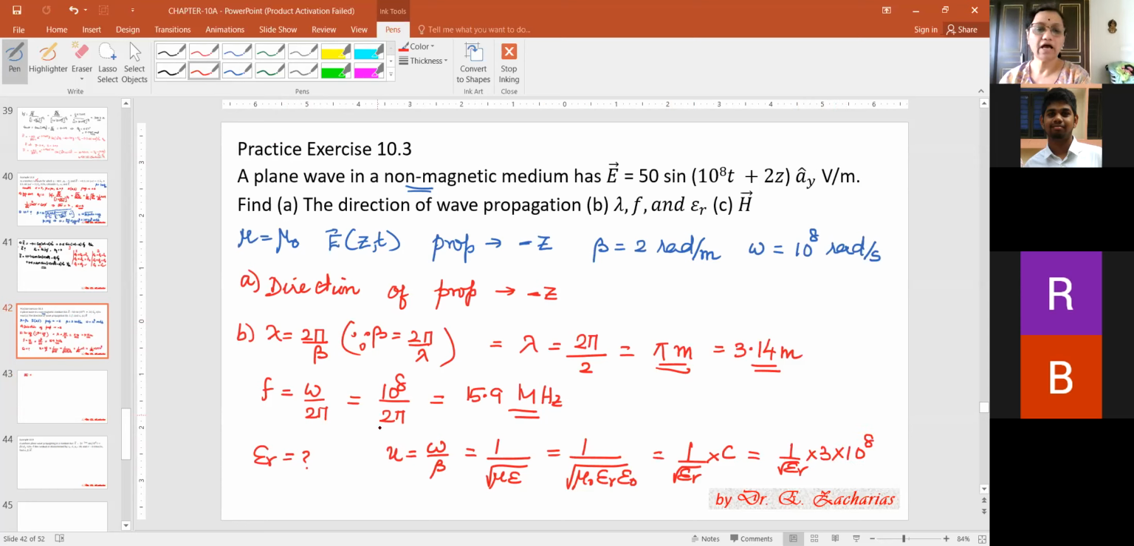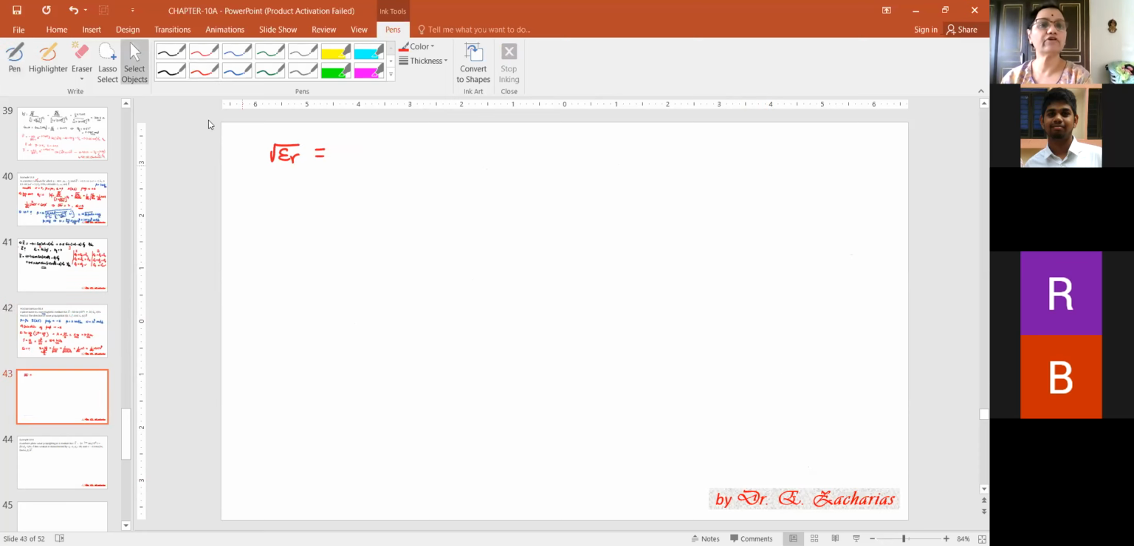But then I know what is my u. My u is omega. Omega is 10 to the power of 8 and beta is 2. So equate these two. 10 to the power of 8 and 10 to the power of 8 will get cancelled out, and I will get under root of epsilon r will be equal to 6. This implies epsilon r, the relative permittivity, will be equal to 36.